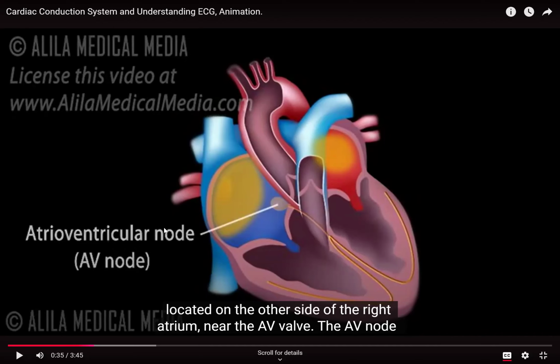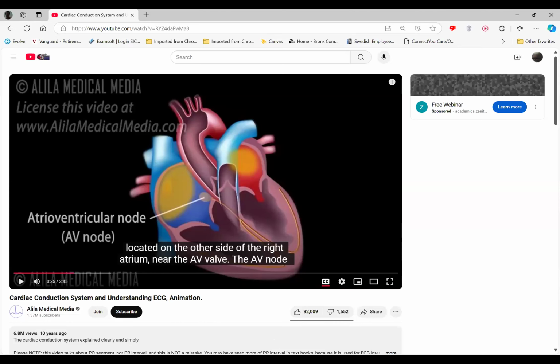They will contract at exactly the same time. Okay, so is the delay necessary? Yes. Yes, the delay is crucial. The delay is vital for cardiac output to be possible.